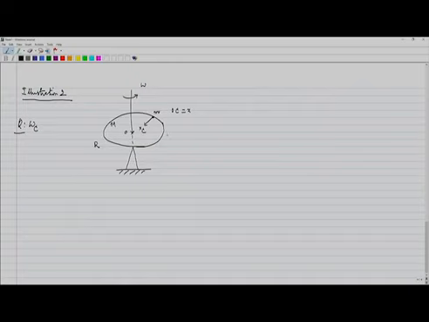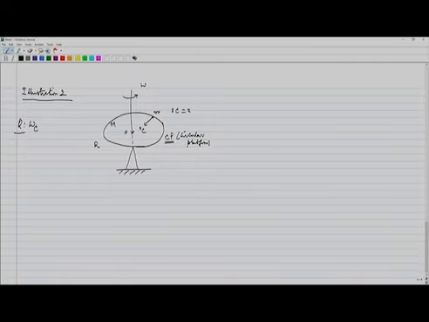So this is a circular platform. I will call it CP, circular platform. Let me repeat the problem. There is a circular platform of mass M, of radius r, which is pivoted about a particular point O, and is rotating about an axis with constant angular velocity omega.